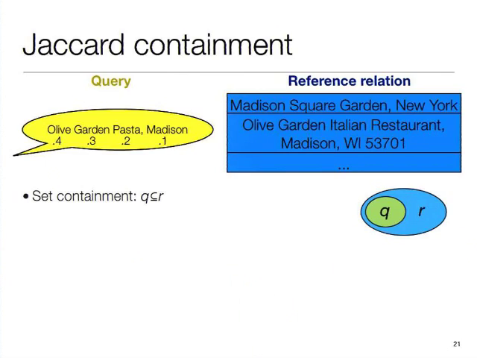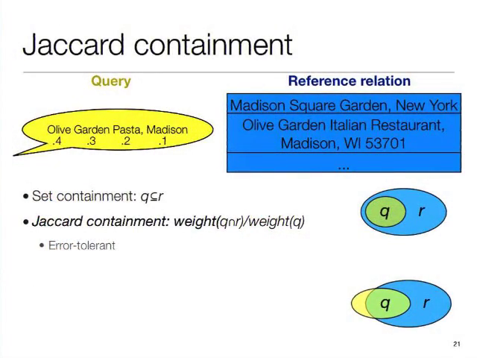Set containment is what regular keyword search is thought of as: you have a reference relation, think of a record in a reference relation R, and you have a query. It's in the result if the entire query is contained in your document. So if all the words in your query are in the document, it's the set containment based lookup. In this case, we have an additional word called pasta. Suppose we also have weights.